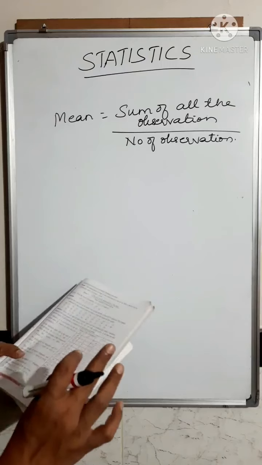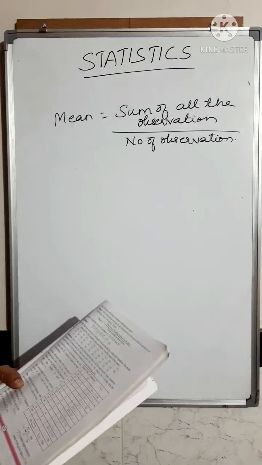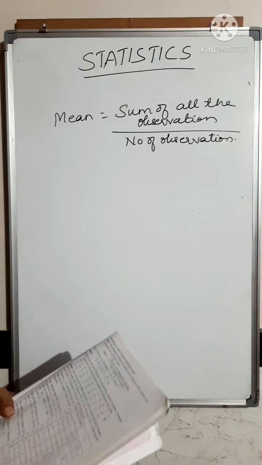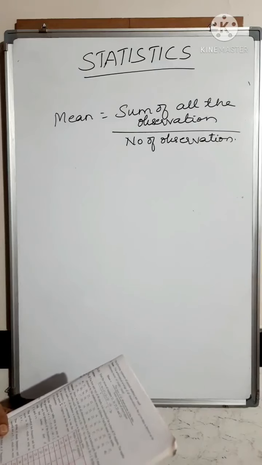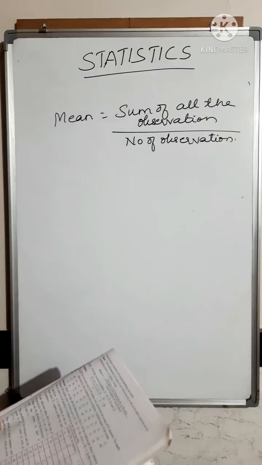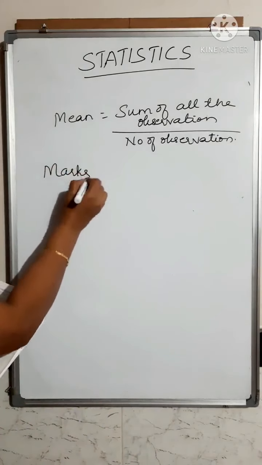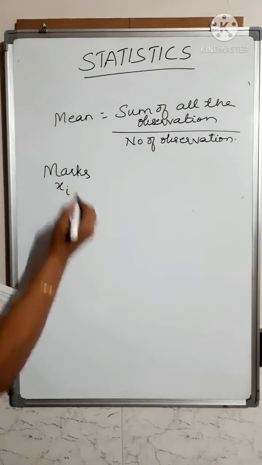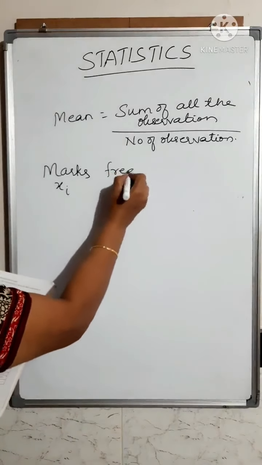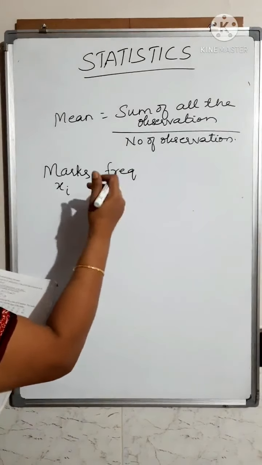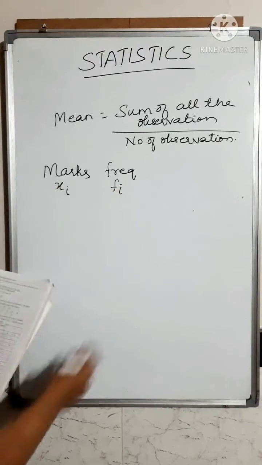So go to page number 123. They have given an example. The first unit test of 40 marks was conducted for a class of 35 students, and the marks obtained by the students are given below. You have to find the mean of the marks. Here, in the first column you write the marks, which is represented as xi. Then the frequency, you count how many students scored that particular mark, and that is represented as fi.